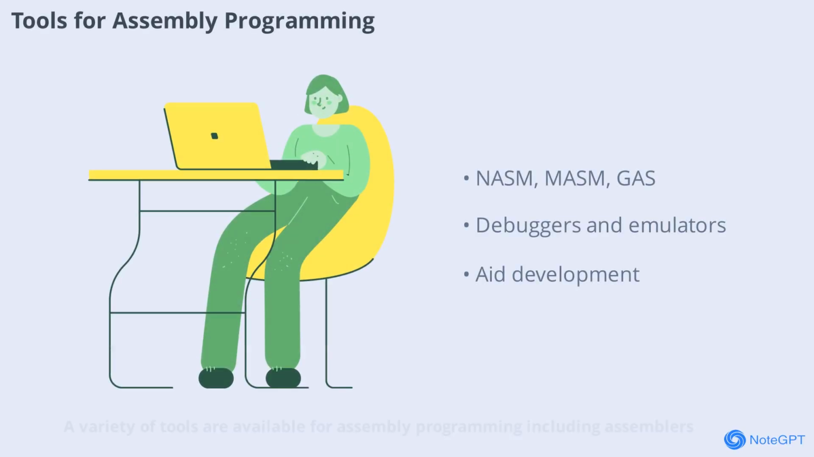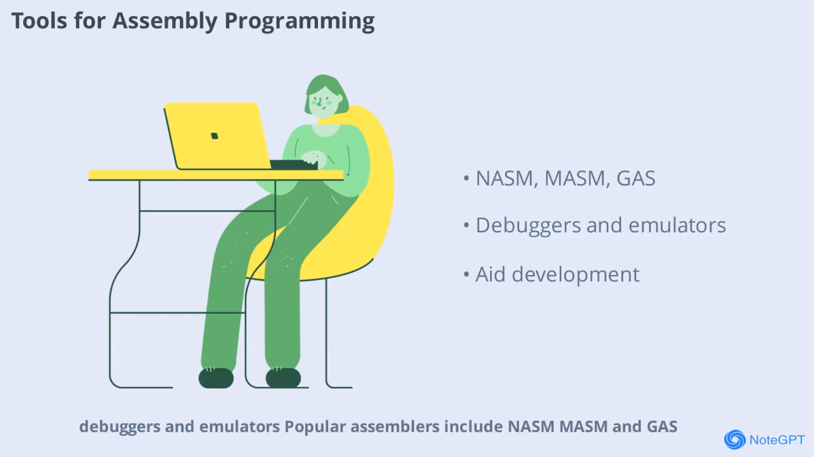A variety of tools are available for assembly programming, including assemblers, debuggers, and emulators. Popular assemblers include NASM, MASM, and GAS. These tools help programmers write, test, and debug assembly code, making the development process more manageable and efficient.